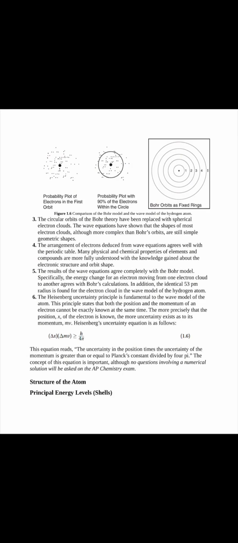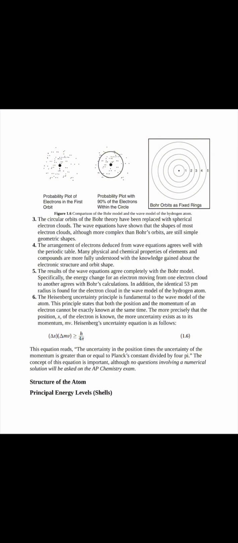2. The wave equations drastically change the picture of the atom, refer to figure 1.6. In particular, the fixed orbits of the Bohr theory are replaced with a cloud of electrons around the nucleus. The modern orbital is the region of space in which the probability of finding the electron is highest. Figure 1.6. Comparison of the Bohr model and the wave model of the hydrogen atom.